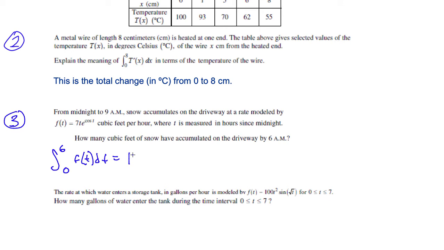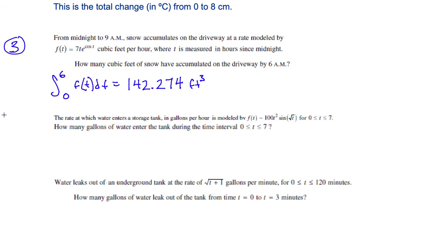And that is given by 142.274. What are our units? Cubic feet, so we'll say feet cubed. It's not feet cubed per hour because it was a rate, but when you integrate a rate, you're just left with units that have no time in it.